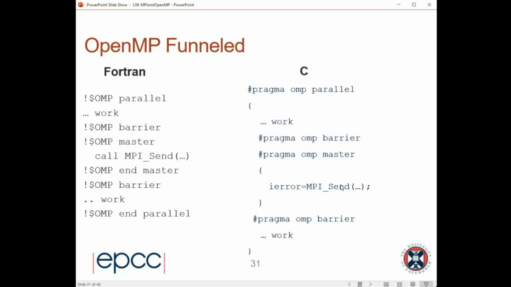The barrier before is to make sure that the buffer is ready to be sent. And the barrier after, because master doesn't have a barrier at the end, which isn't obvious, but it doesn't. So already, even in this very simple funneled model, we're starting to get these slight issues.